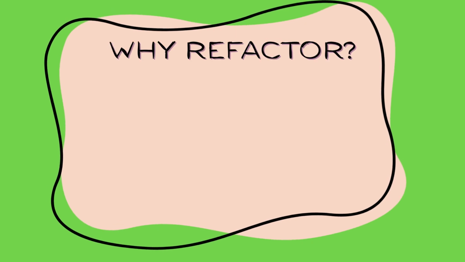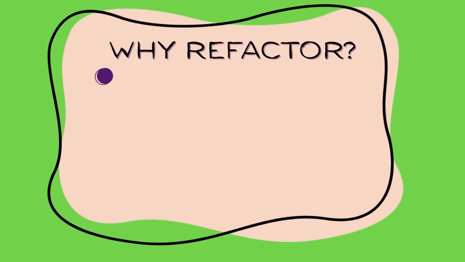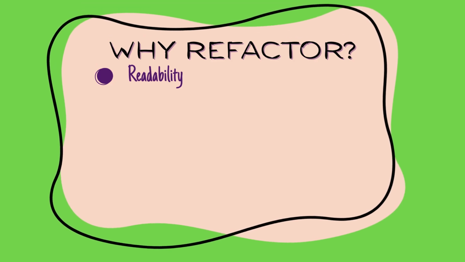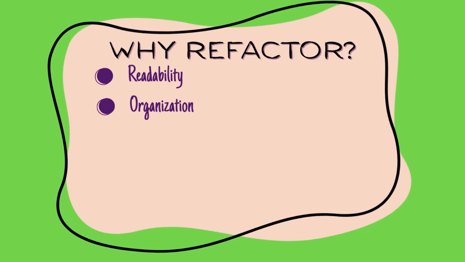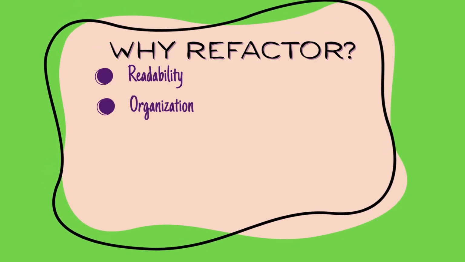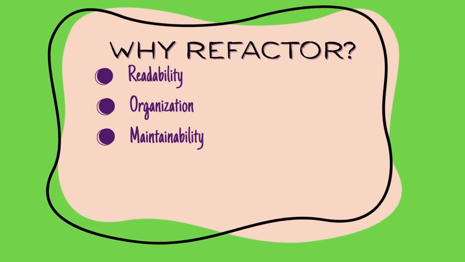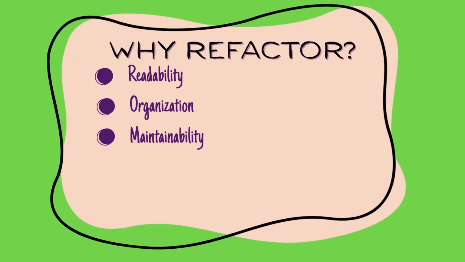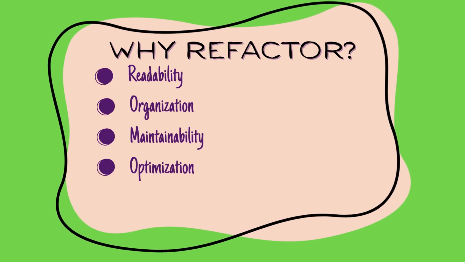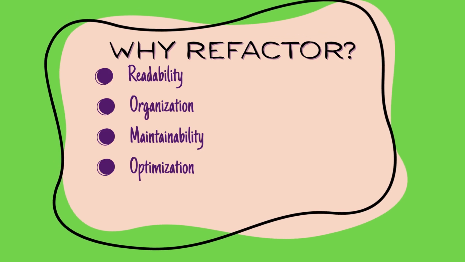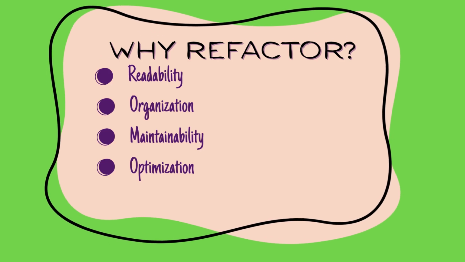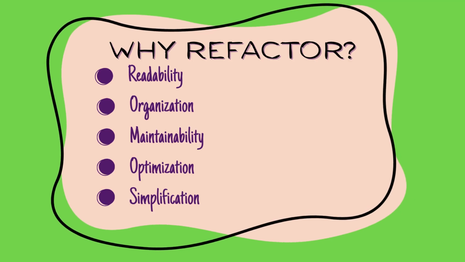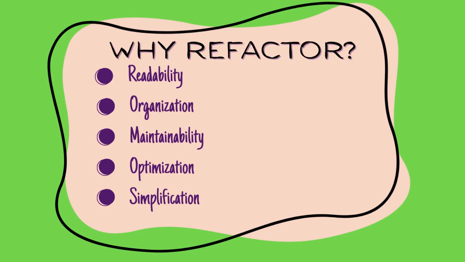There are a handful of different reasons to refactor code. We can improve readability. Clean, well-organized code is easier to understand and maintain. We can improve organization. Refactoring can help structure code in a more logical way. We can enhance maintainability. Refactored code is easier to modify and extend in the future. It's more extensible. We can optimize performance. Sometimes refactoring can lead to more efficient code. As beginners, we often don't worry much about that, but in a production environment, that can be really important. And we can reduce complexity. Simpler code is just easier to work with.